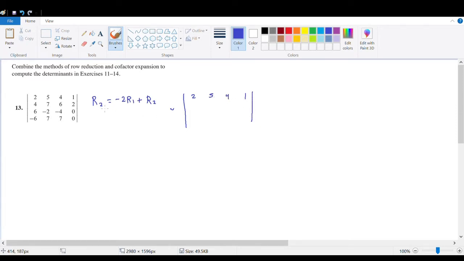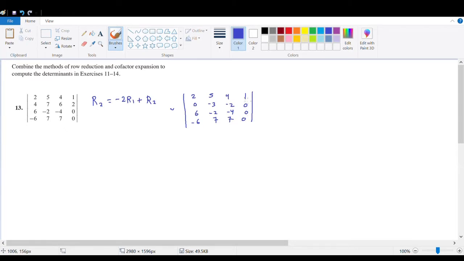Then minus 2 row 1, so minus 2 multiplied by 2, minus 4 plus 4, 0. Then here minus 10 plus 7, minus 3. Then minus 2, 4, minus 8. Minus 8 plus 6 is minus 2. Minus 2 plus 2, 0. Row 3 as it is. And row 4 also as it is. So minus 6, 7, 7, 0.